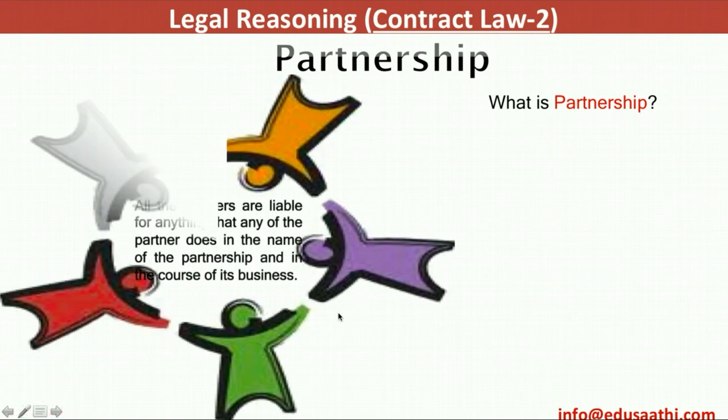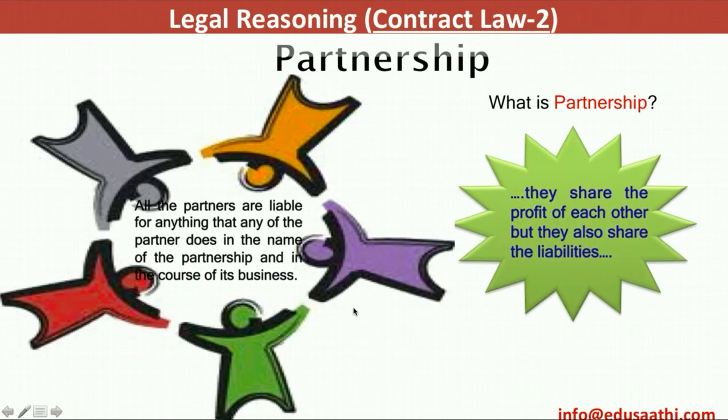Next concept we have to discuss is partnership. In a partnership, the principle of agency and reasonable care is used. All the partners are liable for anything that any of the partners does in the name of the partnership and in the course of business. We have already discussed this principle of mutual agency.